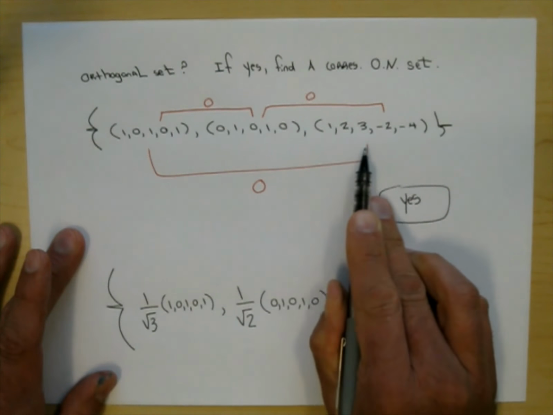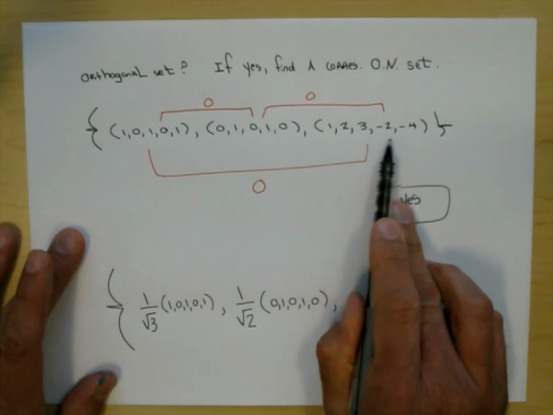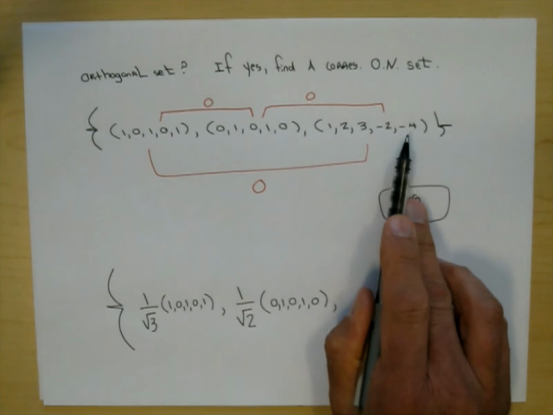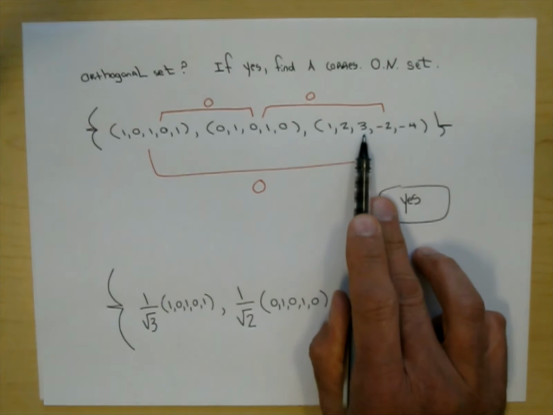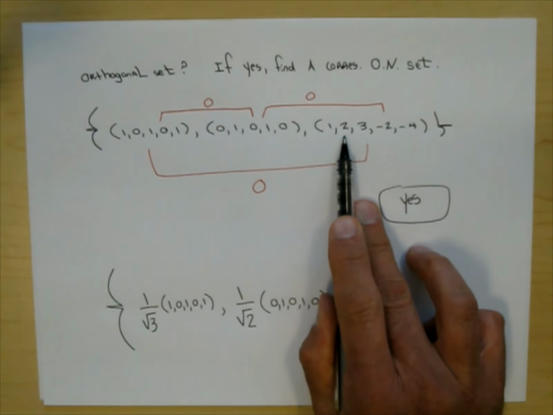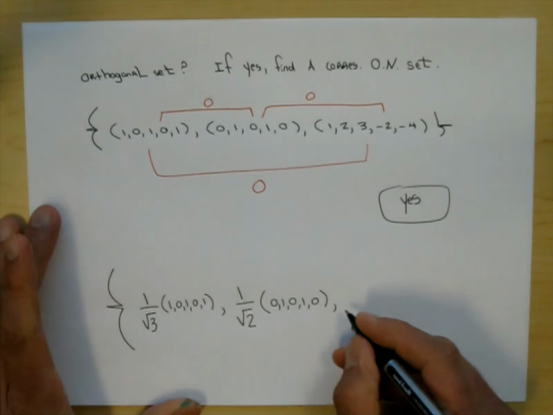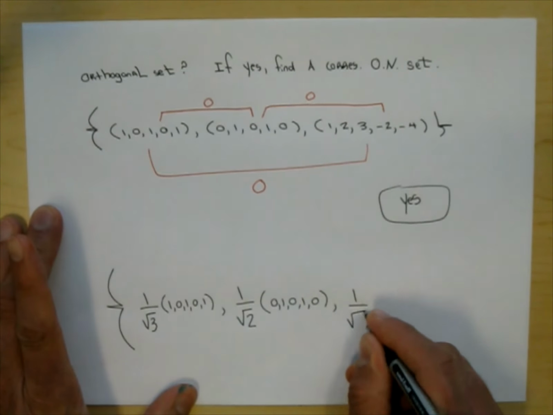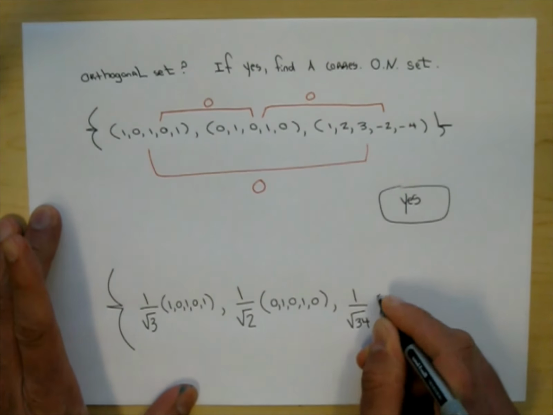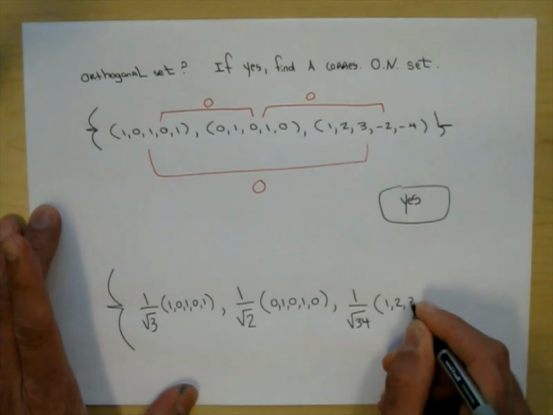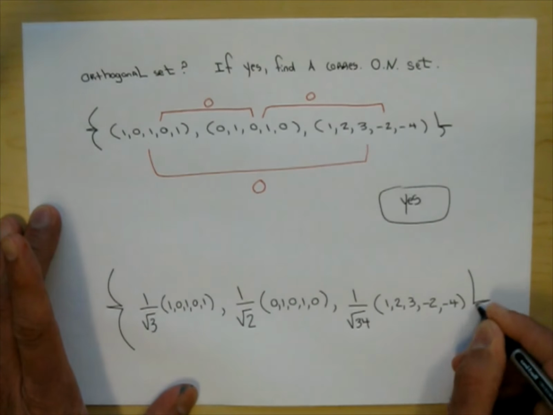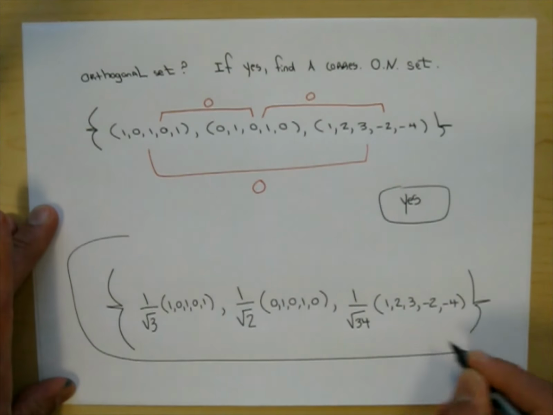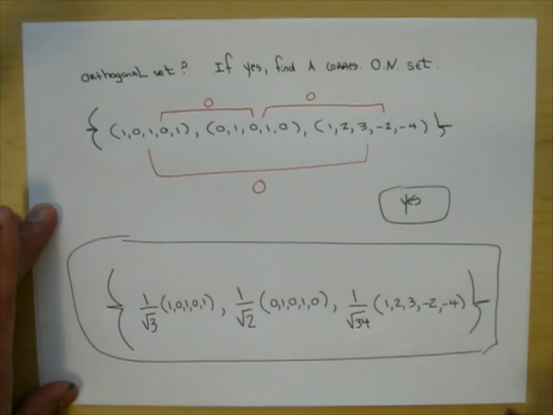And then this one, let's see, if I dot this with itself, I have 16, plus 4 is 20, plus 9 is 29, plus 4, 33, plus 1 is 34, so then we take the square root of that. This is 1 over root 34 times 1, 2, 3, negative 2, negative 4. There is the set.